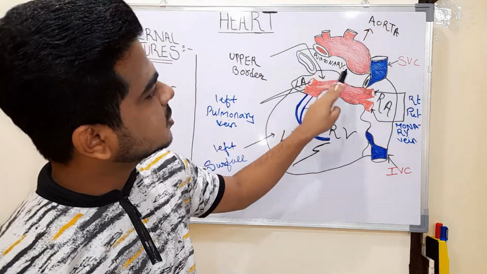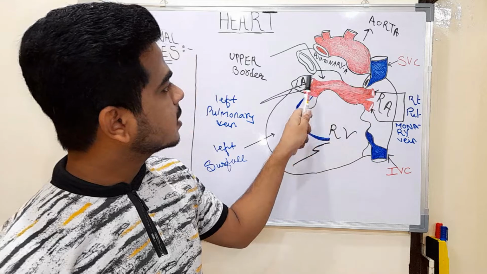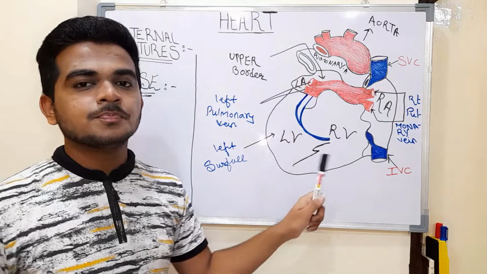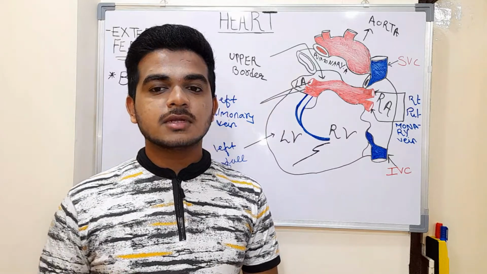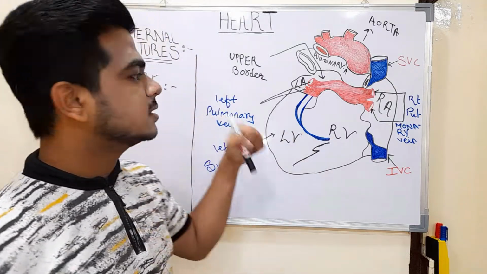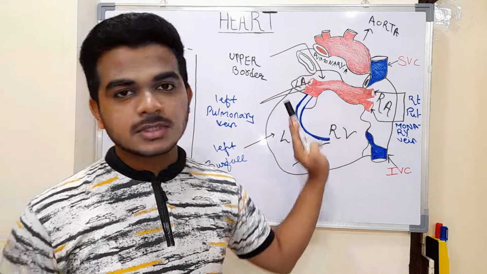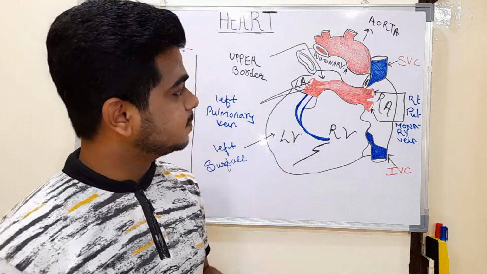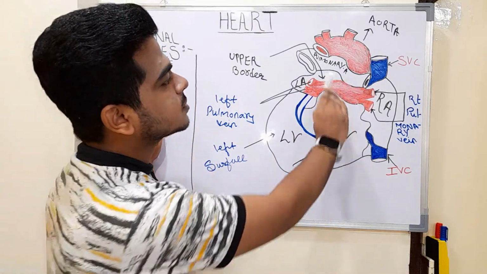This is the aorta, pulmonary artery, superior vena cava, inferior vena cava, right atrium, left auricle, right ventricle, and left ventricle. This is the posterior view of the heart. So in the base, we have to write what exactly is contained in the posterior surface of the heart. The base of the heart is also known as the posterior surface. Actually, in the surfaces it is not mentioned as posterior surface, but for understanding the base, we call it the posterior surface of the heart.